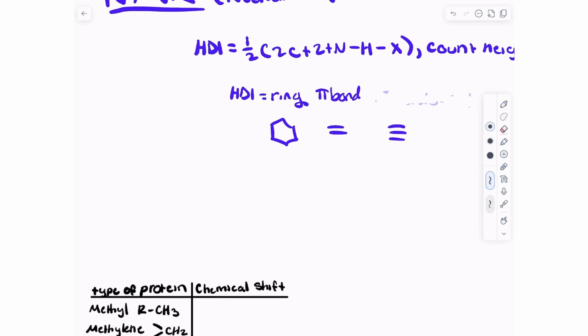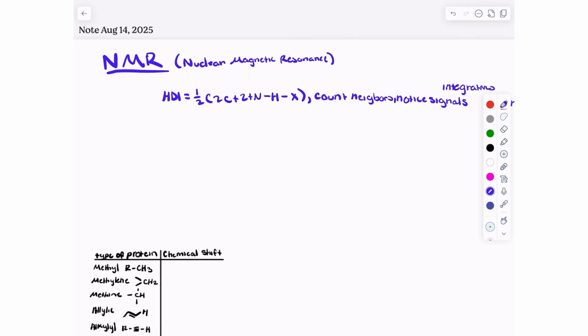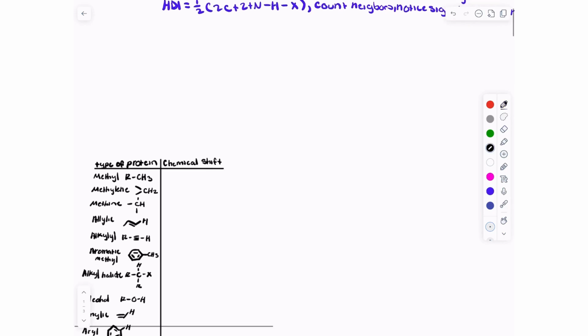But I would not worry about triple bonds because I've not seen it. But just so you know, in case they throw something like that at you. Okay, let's move on with the patterns.